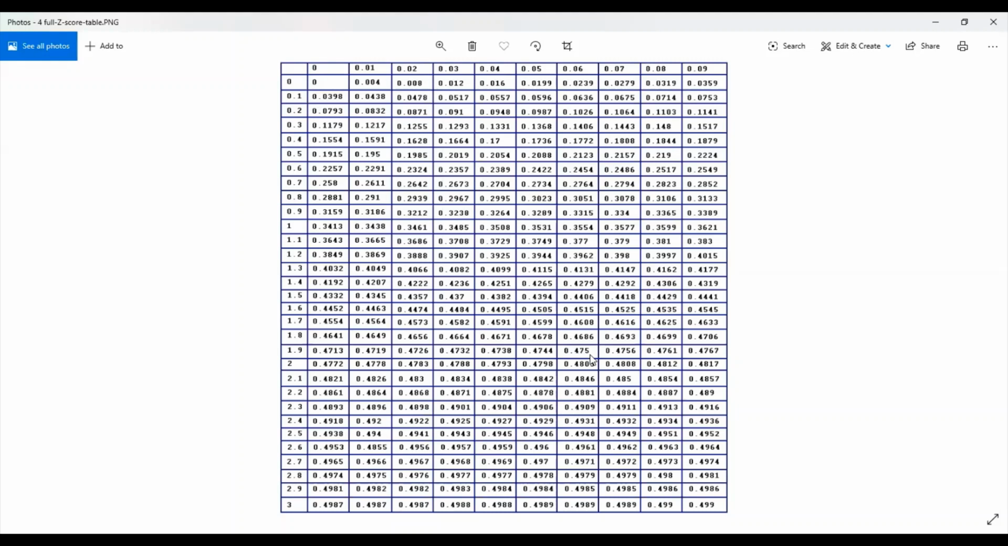Just check whether this is correct for 99% also. What is the constant for 99%? 2.57, correct. 99% means 0.99. What is half of 0.99? 0.495, correct. Which is the closest value? Maybe this or this, either of these, 0.4949. What is the Z value of this? 2.57. That is the constant.